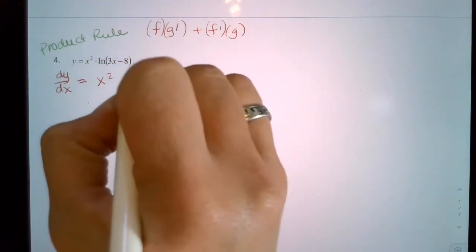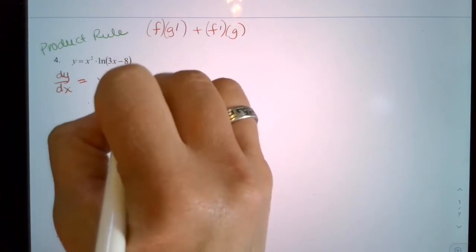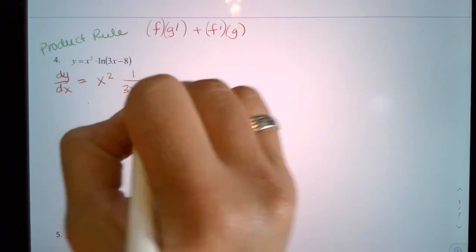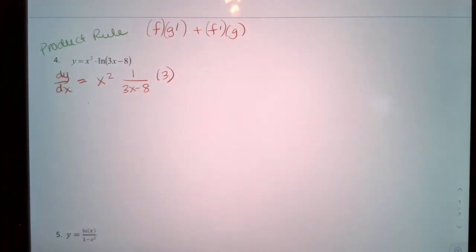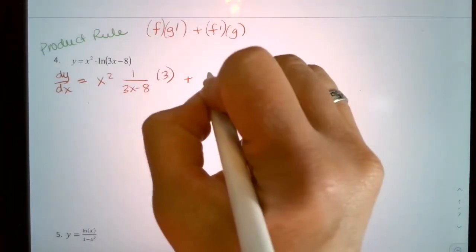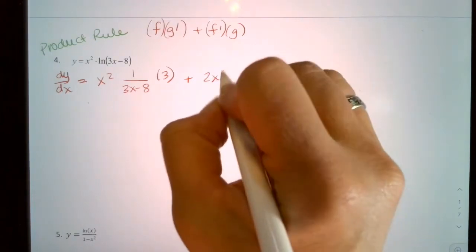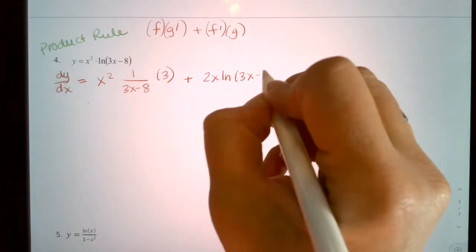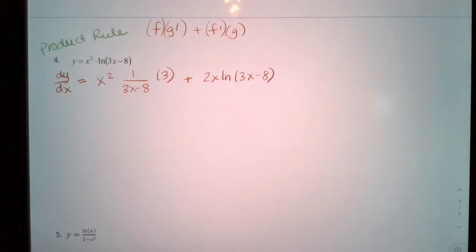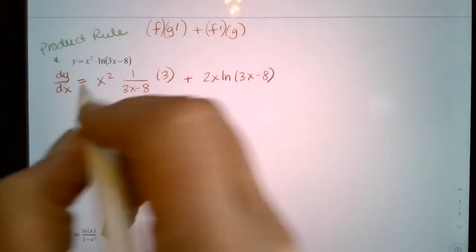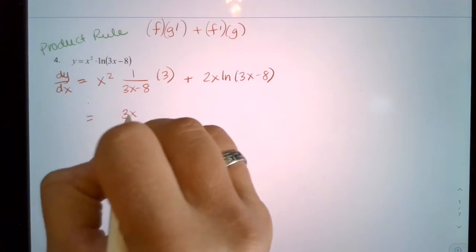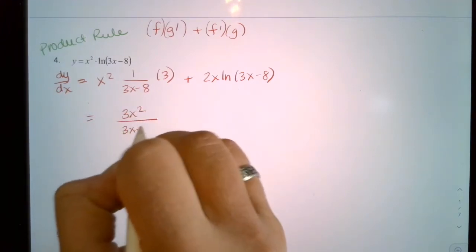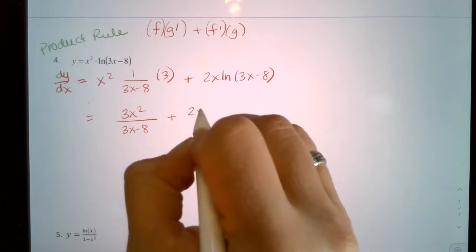Now the derivative of the natural log of anything is 1 over what was inside, and then I'm going to chain it. So that's why I have a 3. The derivative of 3x minus 8 is 3. Then I'm going to add to that the derivative of x squared times that natural log function unchanged. So that is my derivative. I might take a minute and rewrite it. Totally up to you on how far you want to go here.